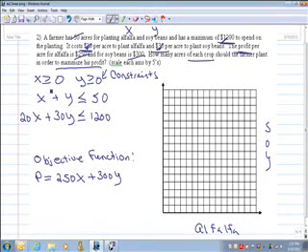We've already graphed x is greater than or equal to 0 and y is greater than or equal to 0. That's already been done. Let's go ahead and graph x plus y is less than or equal to 50. Now, we could write this in slope-intercept form. Sometimes you can also graph these by x and y intercepts, and in this case that would be pretty easy. The x-intercept is when y is 0, and the y-intercept is when x is 0.